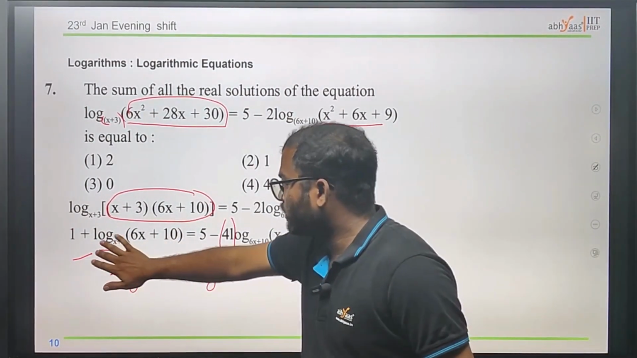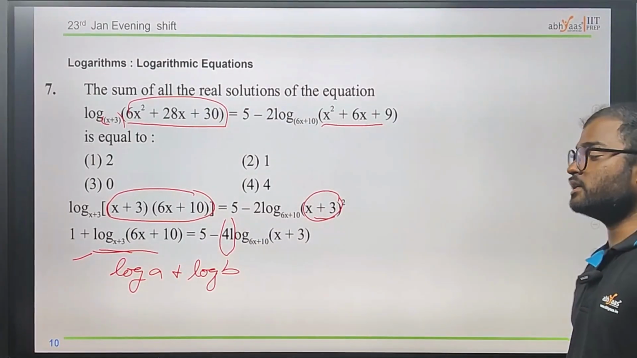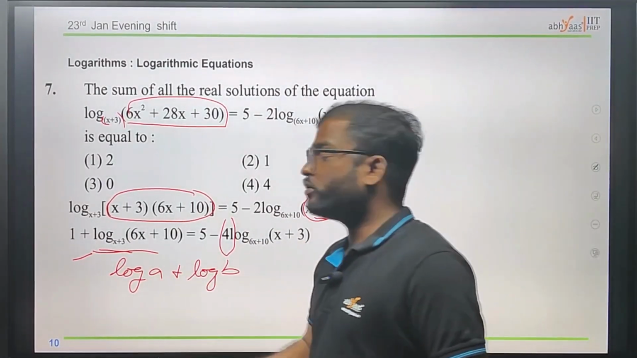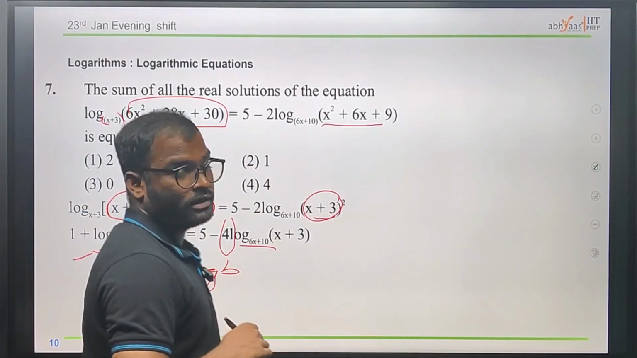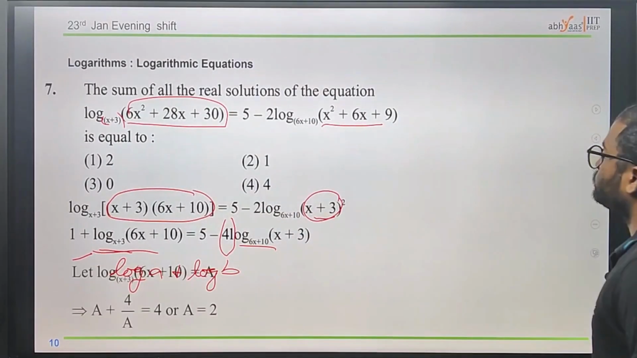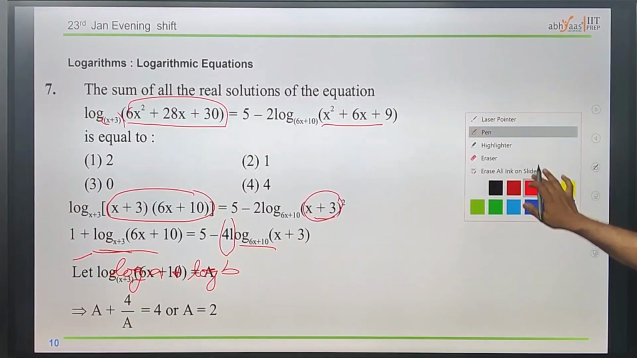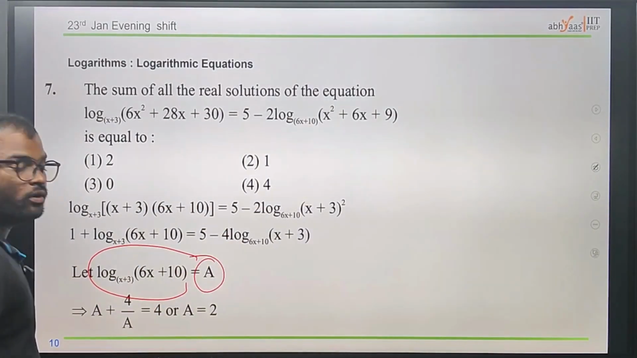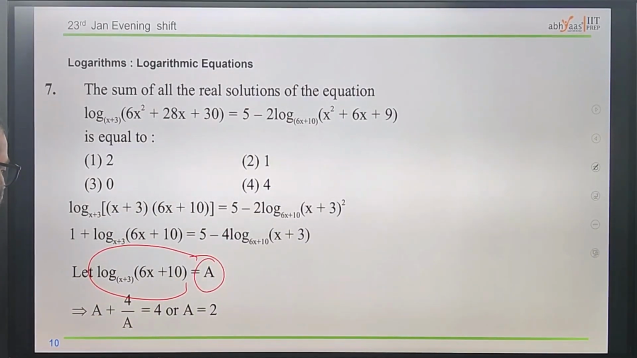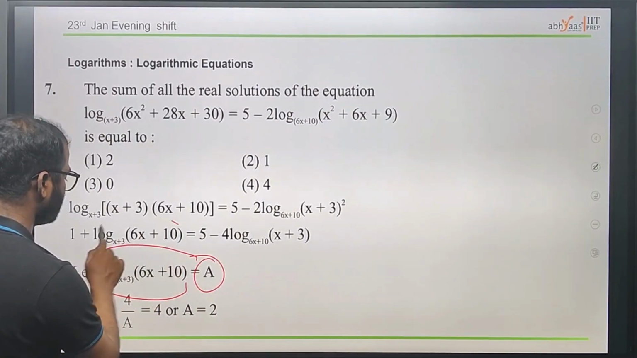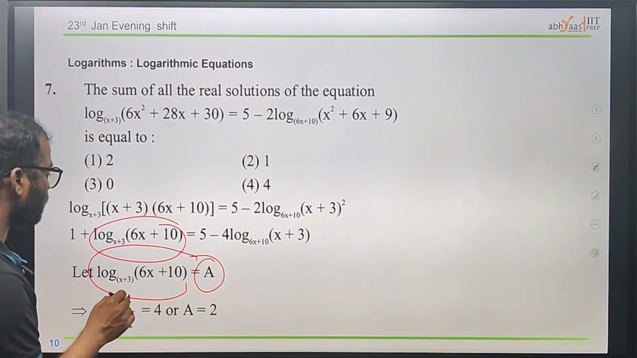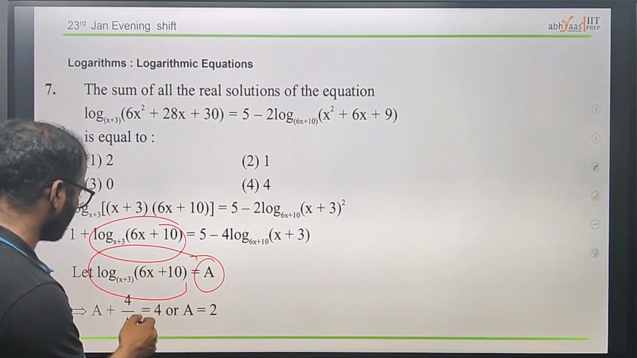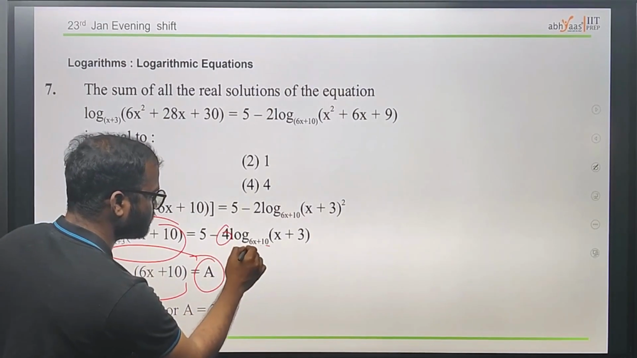Okay, now the log of x plus 3 into 6x plus 10, which is equal to 5 minus 4 log of 6x plus 10 into 6x plus 3. Now we need to move further. Let this be equal to a. After making it equal to a, this will all become a, and also this one will become 4 by a, since we have 6x plus 10 as x plus 3.